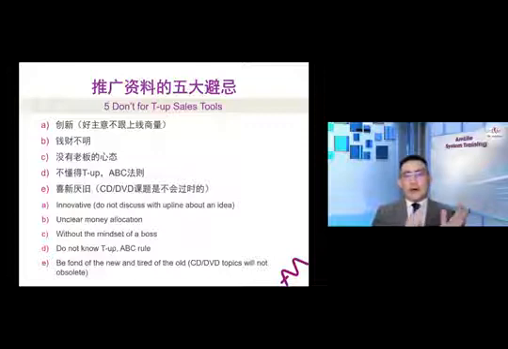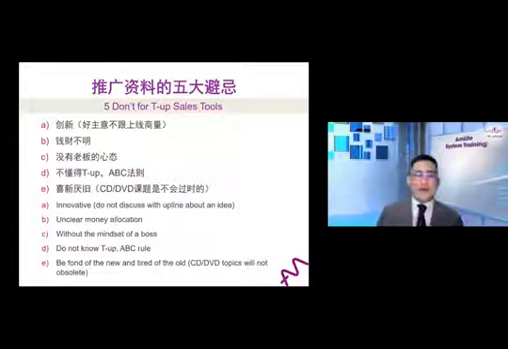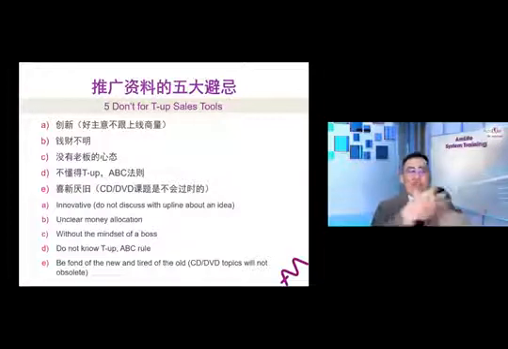So before I conclude today's sessions, these are the 5 don'ts that we do when we use sales tools, okay? When we utilize sales tools. One is that we do not, like over here, innovative. What is the meaning of that? Is that we ourselves be too creative and too innovative. We try to change or enhance the tool.